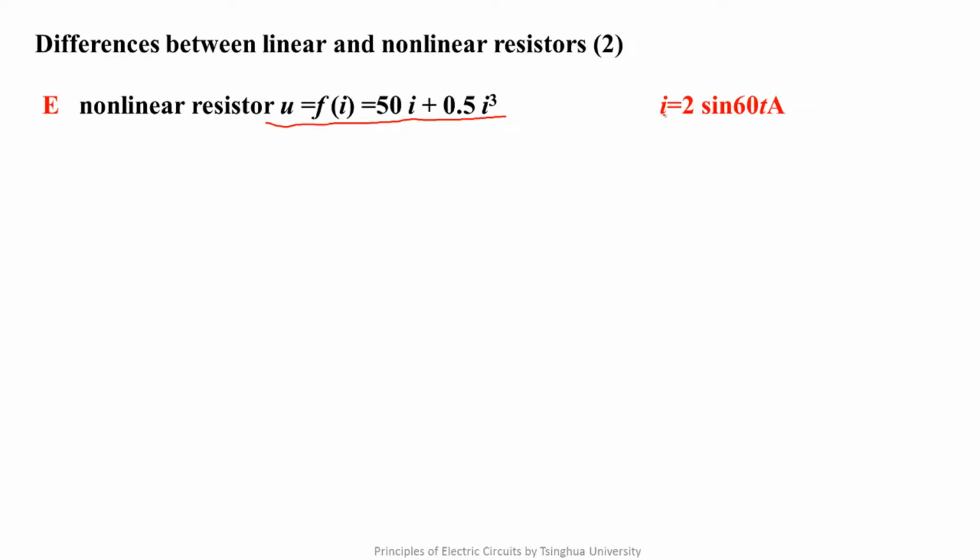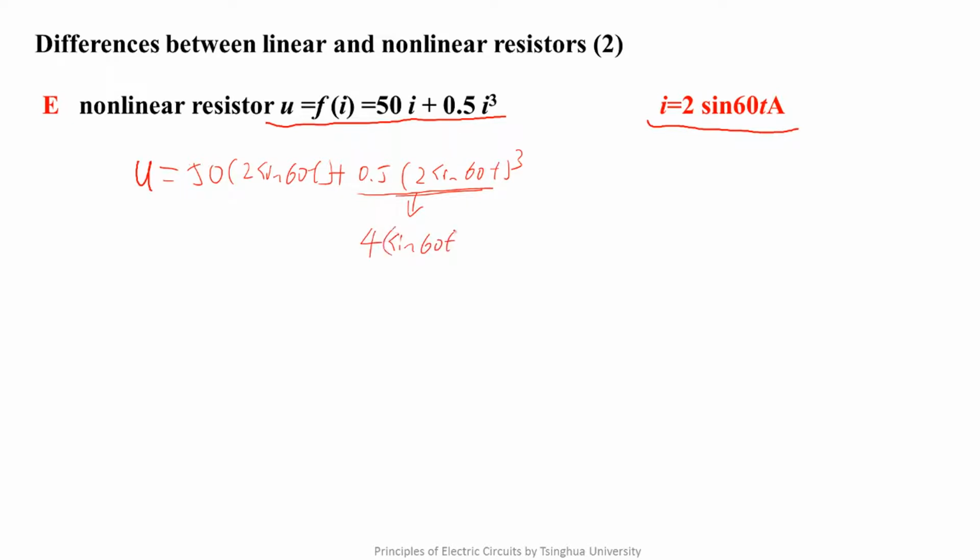Also, for such a current control type resistor, we assume that the excitation is a sine wave. We continue to deduce it. This time U equals 50 times 2 sine 60t plus 0.5 times (2 sine 60t) to the power of 3. Expand it and multiply 0.5. It is equal to 4 times (sine 60t) to the power of 3.